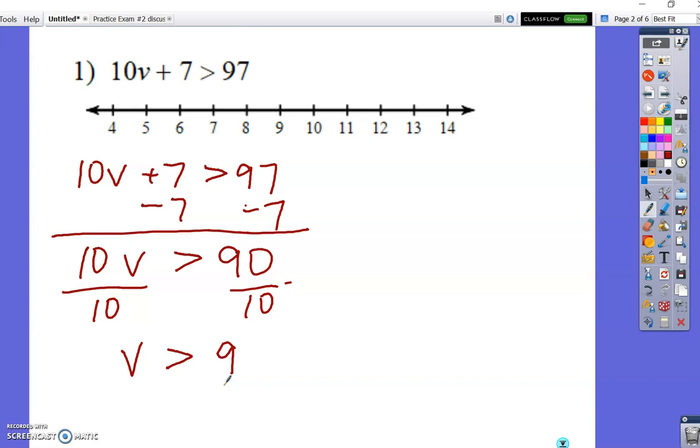Now it's time to graph my inequality. As I said on the previous slide, it's going to be an open circle because it's strictly greater. And numbers that are bigger than 9, which side is that? Well, 4 is smaller than 9, and 14 is bigger than 9. So I will draw my arrow towards 14. And that's all there is to that.